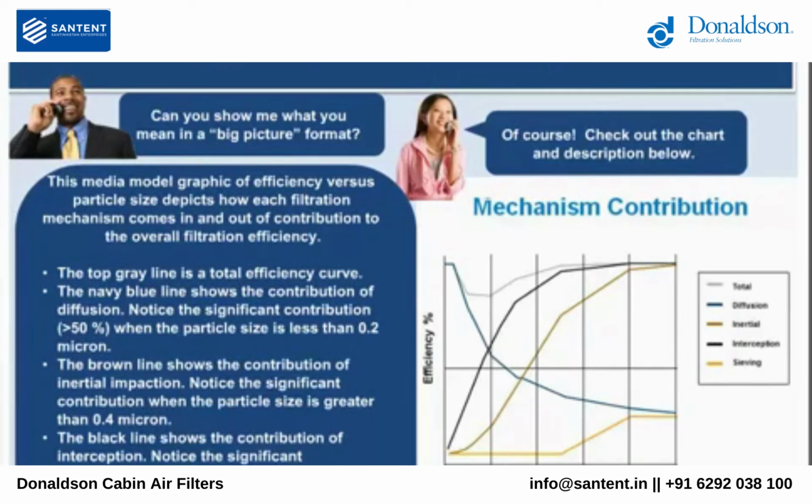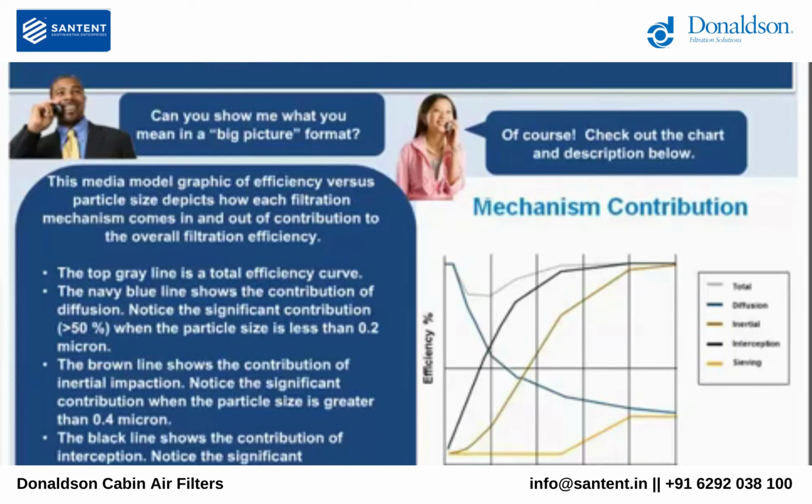The top gray line is the total efficiency curve. The navy blue line shows the contribution of diffusion. Notice the significant contribution when the particle size is less than 0.2 micron. The brown line shows the contribution of inertial impaction. Notice the significant contribution when the particle size is greater than 0.4 micron.